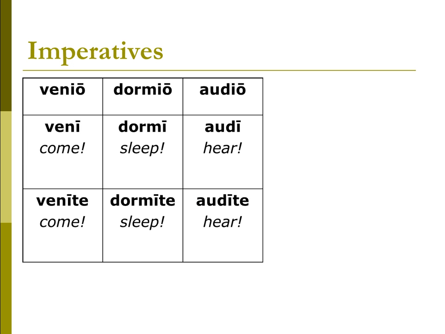Imperatives of fourth conjugation verbs are exactly as you would expect. You cut off the infinitive ending, and the stem is actually your second singular imperative. You add a TE to that, and you have your second plural imperative. Veni, venite, dormi, dormite, audi, audite. And if you are fans of Christmas carols in the original Latin, O Come Let Us Adore Him is Venite Adoremus when you're singing the Latin version of the Christmas carol.